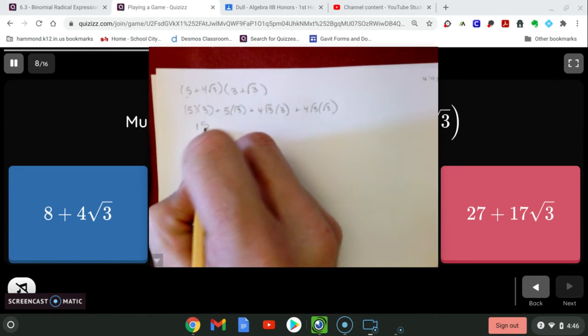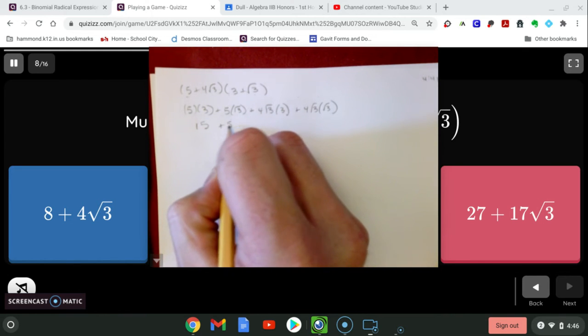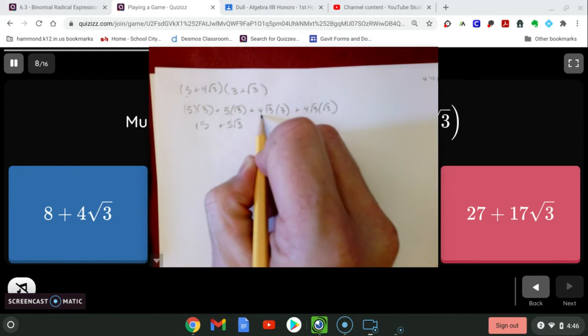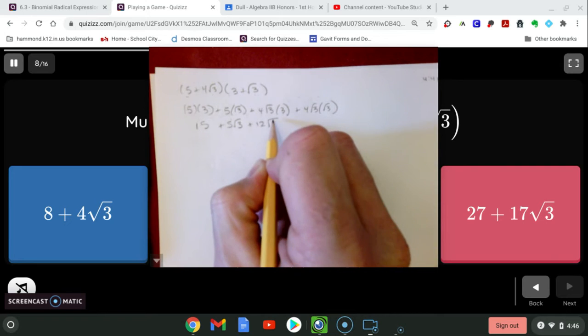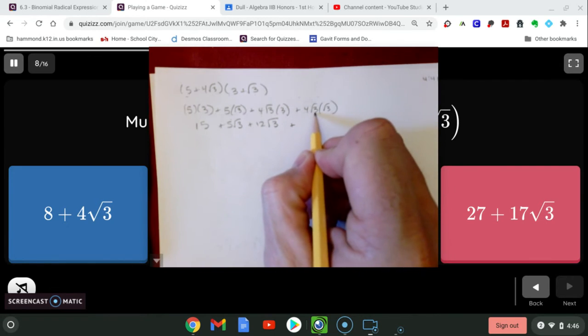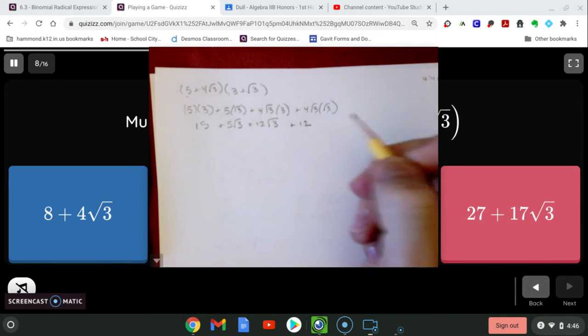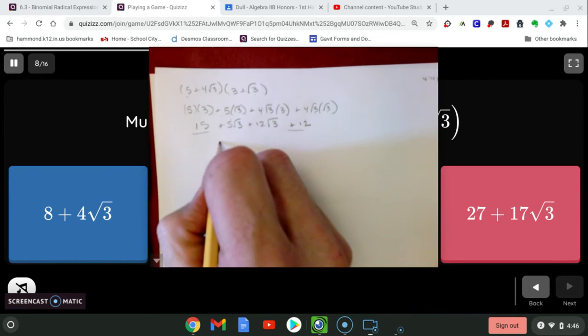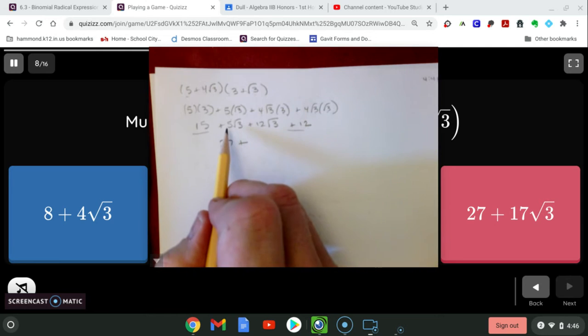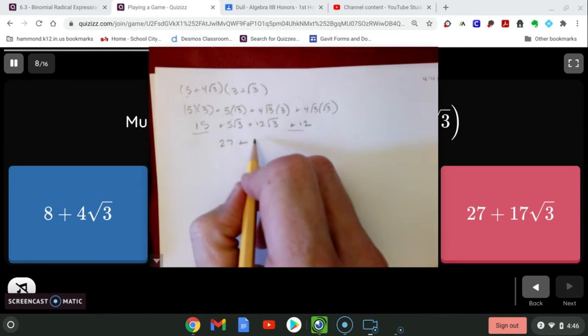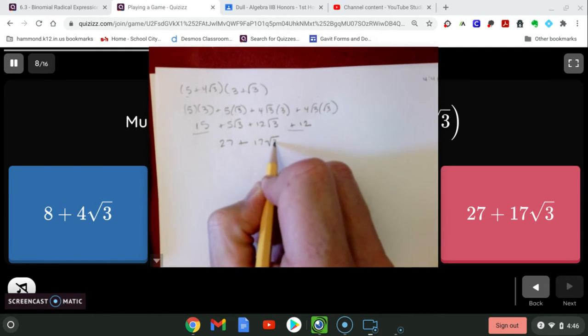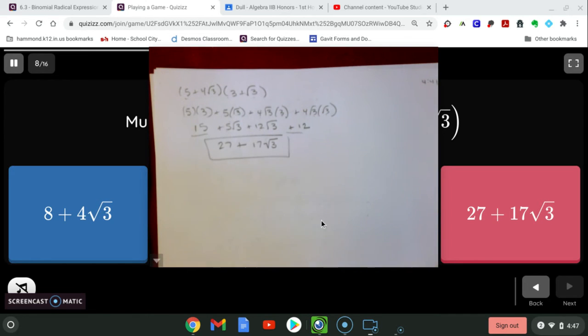5 times 3 is 15. 5 times the square root of 3. Here I have 3 times 4. That's 12 times the square root of 3. And then here, square root of 3 times square root of 3 is 3, times 4 is 12. So 15 and 12 is 27, plus I have 5 and 12, 17 times the square root of 3.